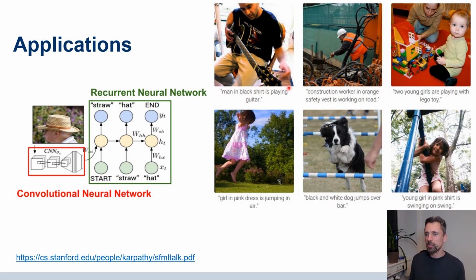Man in black shirt is playing guitar, pretty accurate description. Construction worker in orange safety vest is working on road. Perfect. Two young girls are playing with Lego toys. Well, almost. Girl in pink dress is jumping in air. So you see this already, and that was 2014, I think. Again, works pretty well.